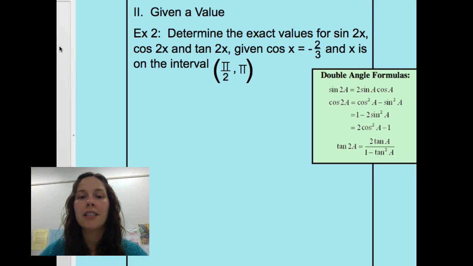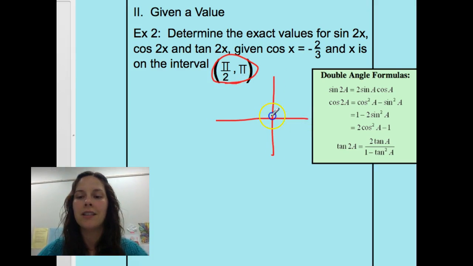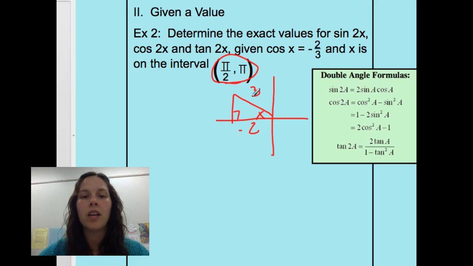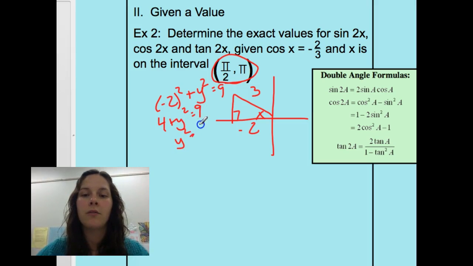This next example is very similar to the first example. We're given a cosine value, so what I'm going to do is set up the right triangle. I'm also told we're in the second quadrant, so I'm going to set up my triangle in the second quadrant. Cosine is adjacent over hypotenuse, so then I'll use Pythagorean theorem again to solve for that missing side. So this time we have -2 squared plus, and I'm going to call it y because it's our y value, equals the radius squared. So we have 4 plus y squared equals 9. So y squared equals 5, and that missing side is the square root of 5.